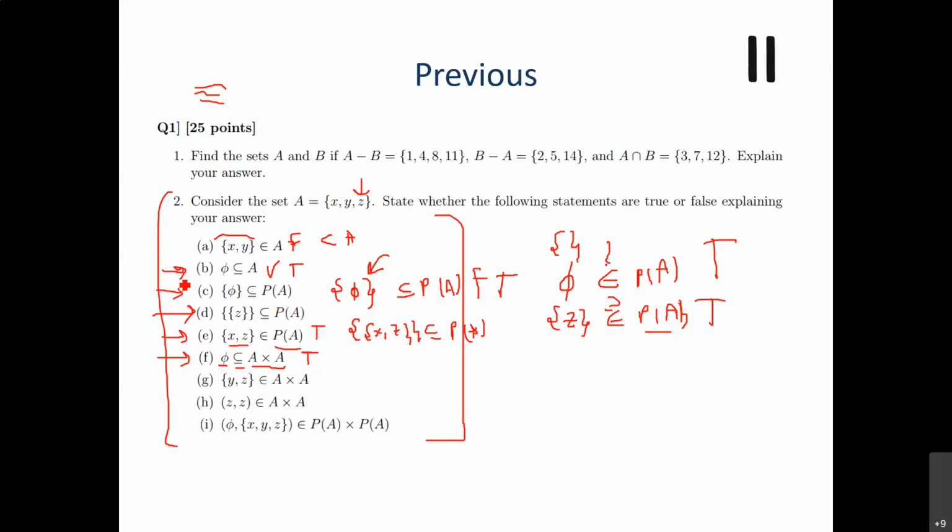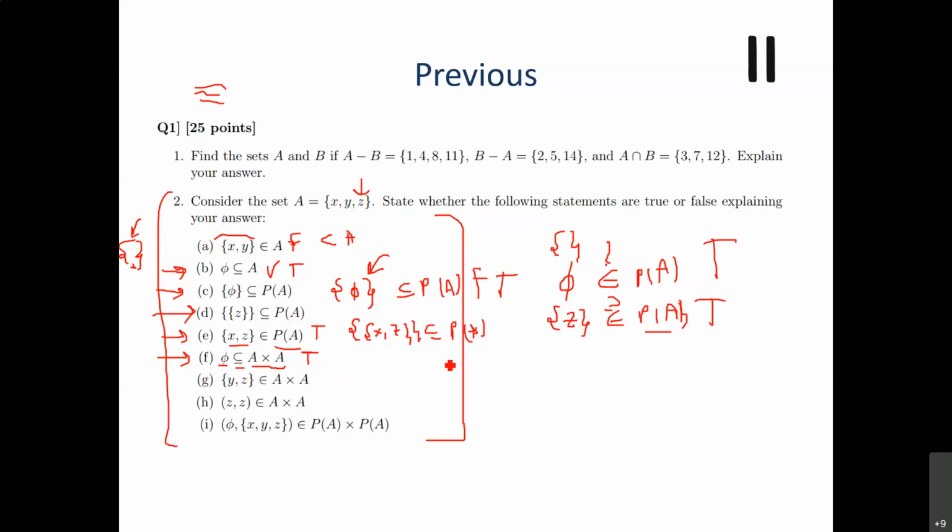Okay, so part B. Is phi a subset of A? Yes, because they're simply asking: are all the elements in the empty set also in A? Yes, because you have no elements here. So we didn't treat it as an element here. No, we read it here as a set, same as part F. Both of them.